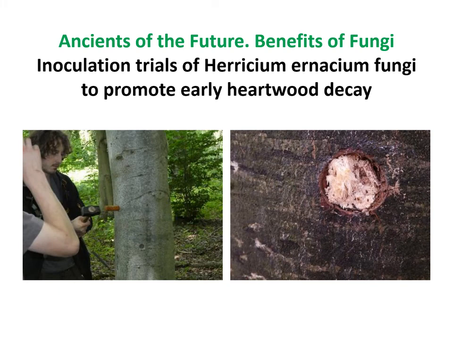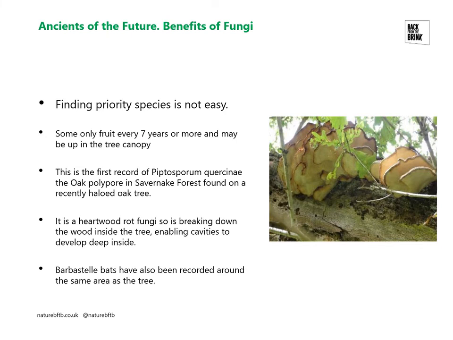In order to help this process and to try to shorten the generational gap, the Ancients for the Future project has been helped by Cardiff University to inoculate Hericium erinaceus, a fungus to promote early heartwood decay, and that will hopefully start hollowing out these beech trees sooner than it would normally have occurred and start creating the habitat that is created by these types of fungi.